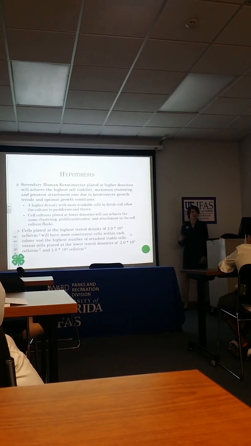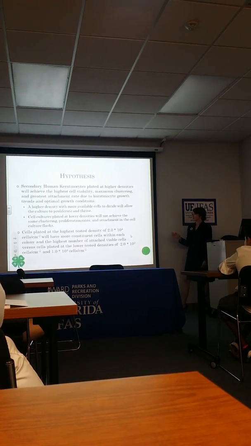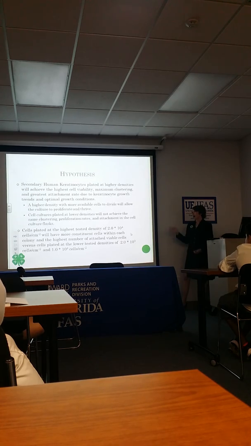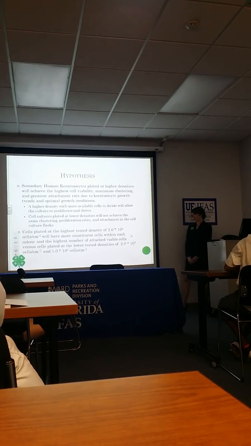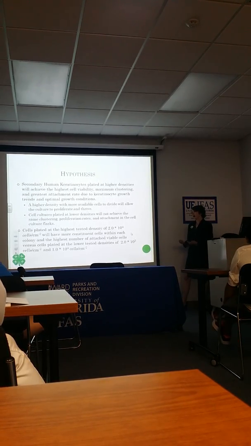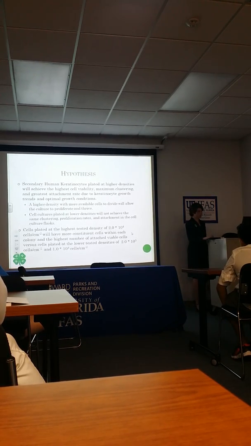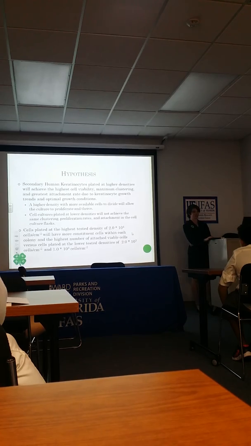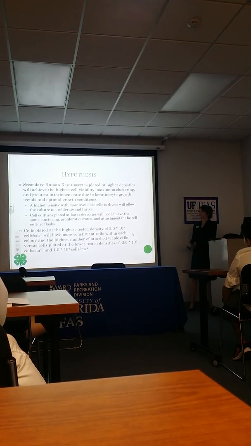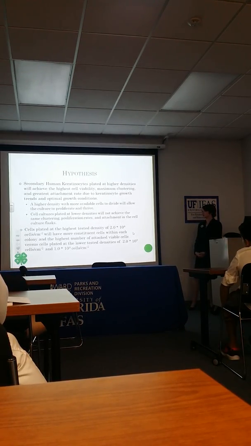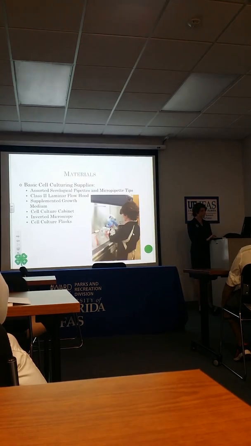And for the cell densities that I tested, 2 × 10⁴ cells per square centimeter, I thought that would have a higher consistent cell density within each colony and the highest number of viable cells, meaning cells that are able to be used for experimentation, compared to the lower cell densities I tested, 2 × 10³ cells per square centimeter and 1 × 10⁴ cells per square centimeter.